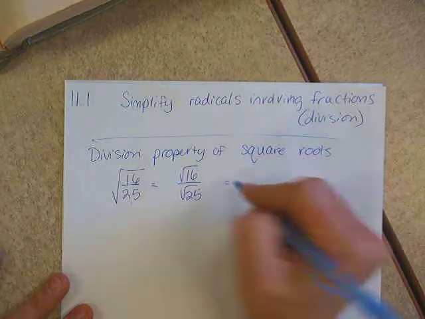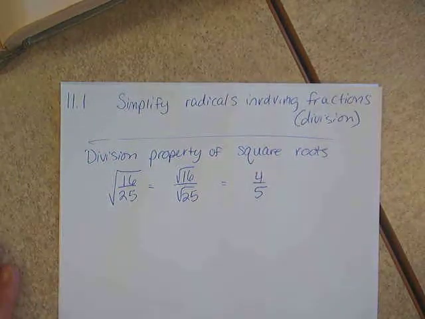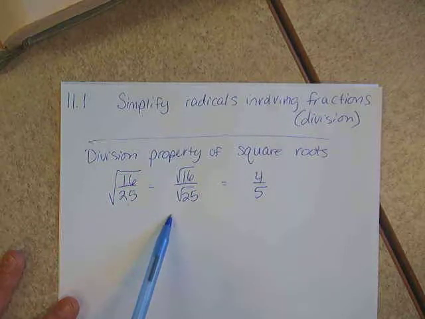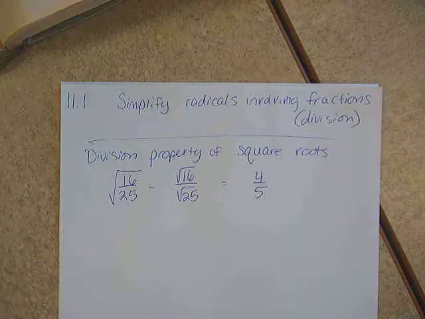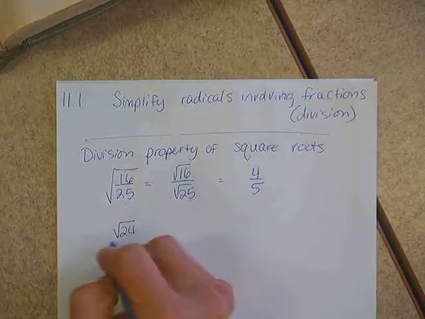So these happen to be perfect squares, so we could take that a step further and say that's 4 over 5, taking the square roots separately. This is an instance where separating it into two radicals puts us in a better position than leaving them together. Now, along the same lines, we can also put two separate things back under the same radical as long as we leave it as division.